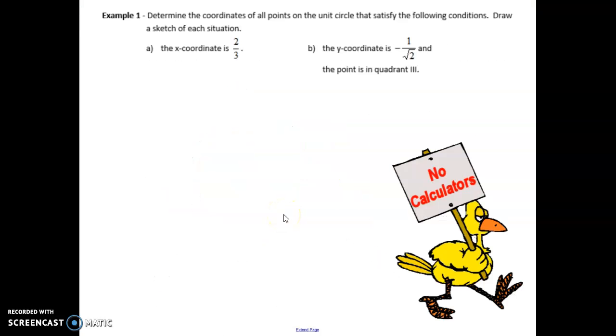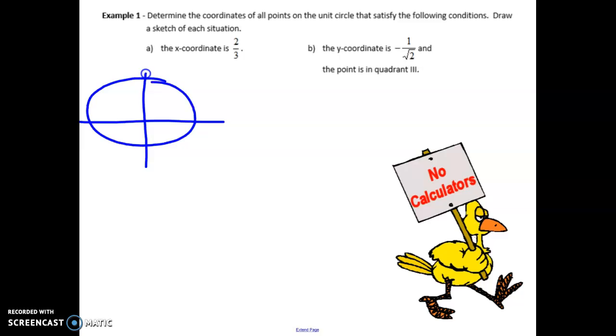Alright, let's try example 1. So here in example 1, it says determine the coordinates of all points on the unit circle that satisfy the following condition and draw a sketch of each situation. So here we have the x coordinate is 2/3. So if we're thinking about this in terms of the circle as a unit circle, which means that the radius is 1, x is 2/3 would be like somewhere in here. Okay, that's my x value of 2/3.